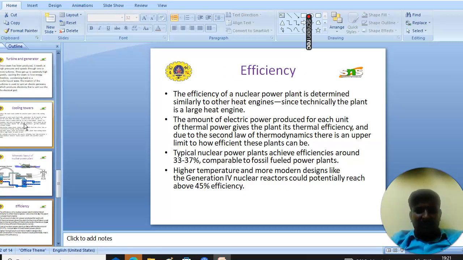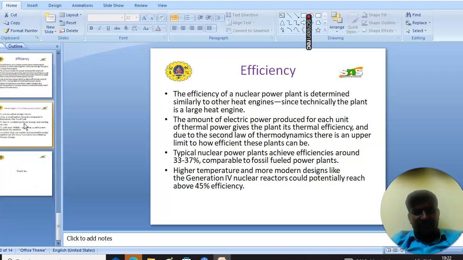Efficiency. Typically, a nuclear power plant achieves an efficiency of around 30 to 37%, comparable to fossil fuel power plants. High-temperature and more modern designs like Generation IV nuclear reactors could potentially reach above 45% efficiency.